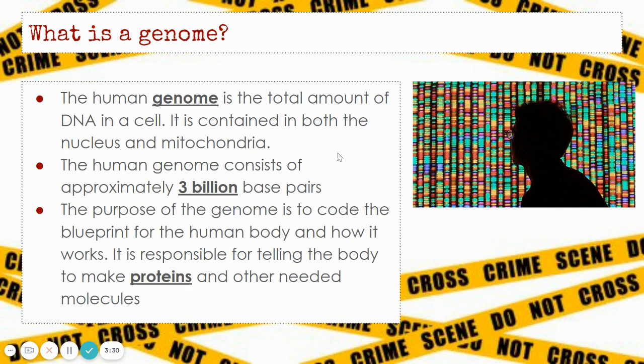The human genome is the total amount of DNA in a cell. It's contained in both the nucleus and mitochondria, so it's all of that DNA put together. That's what makes up your genome. The human genome consists of approximately 3 billion base pairs. The purpose of the genome is to code the blueprint for the human body and how it works. It's responsible for telling the body to make proteins and other needed molecules. It also has the information about where certain things need to be located. It's why your arms are where they are and not a leg. It's all thanks to your genes.